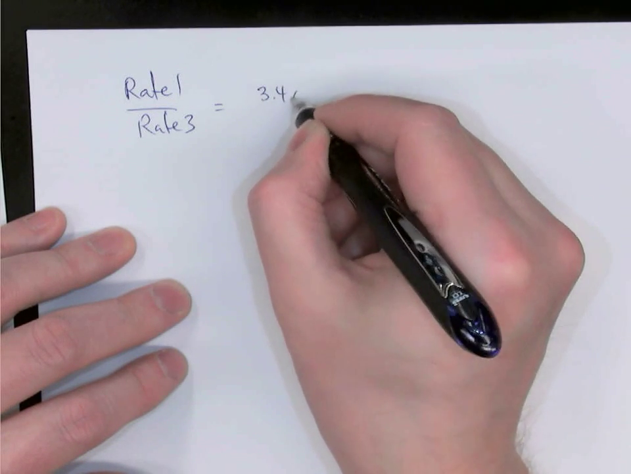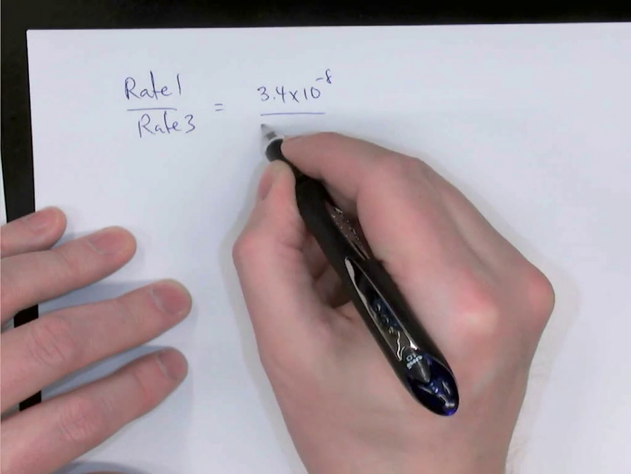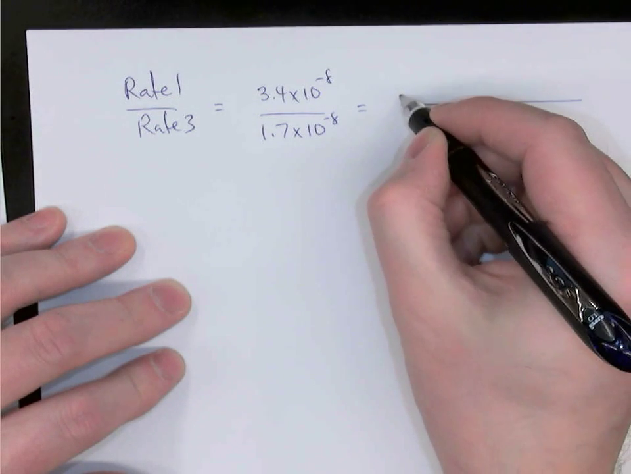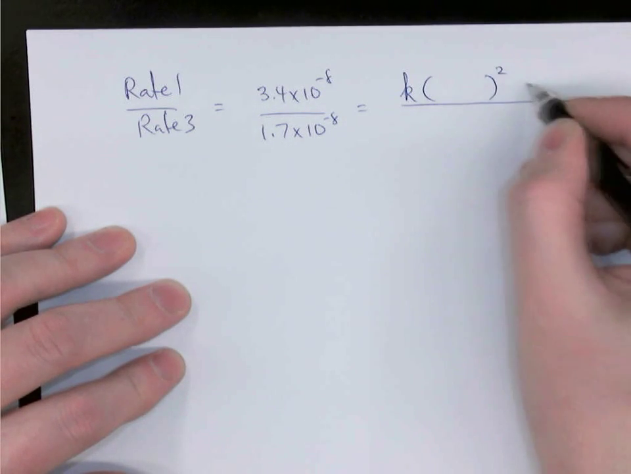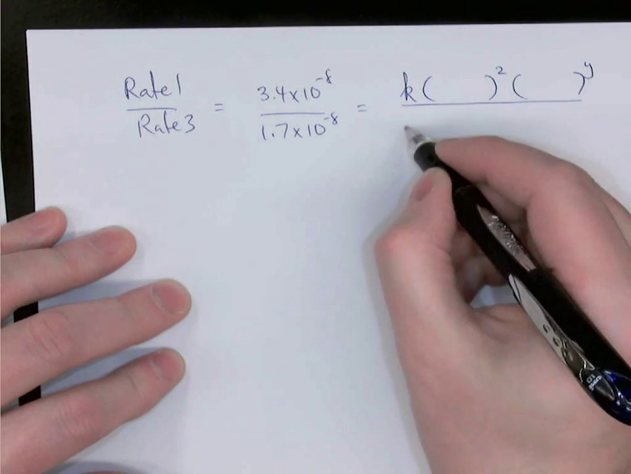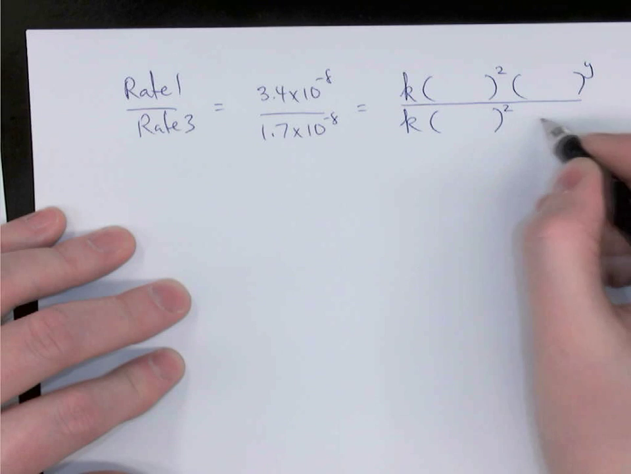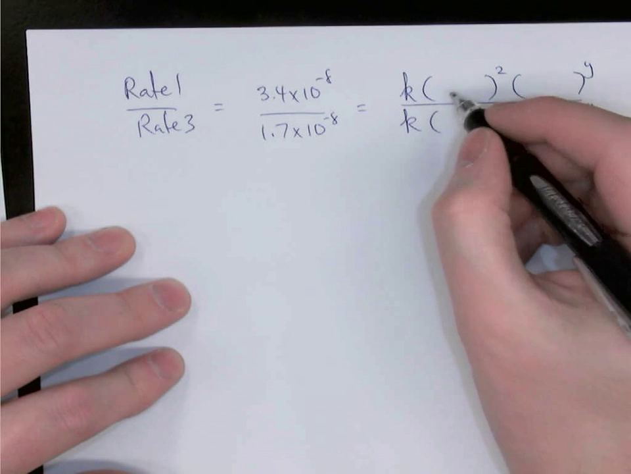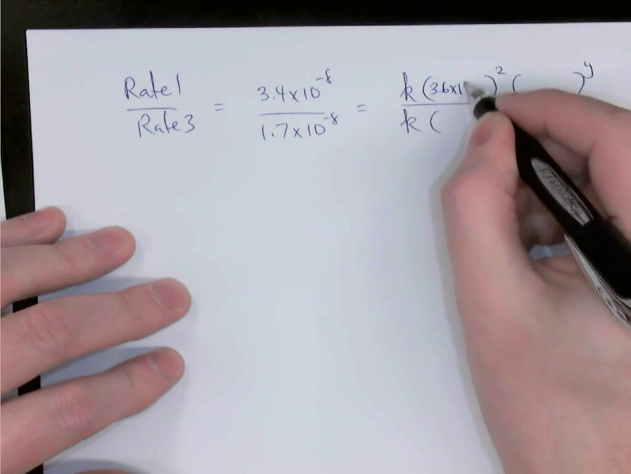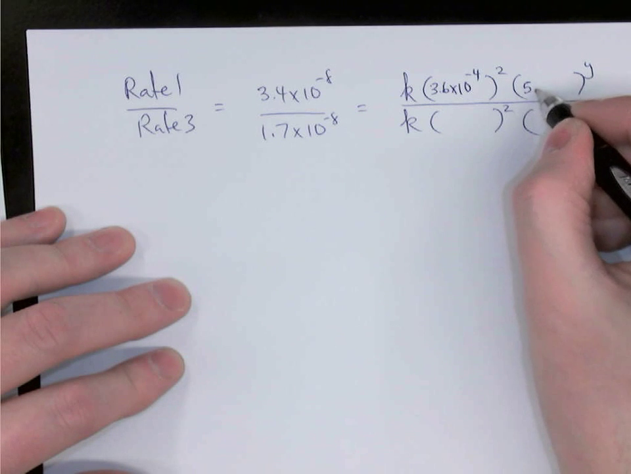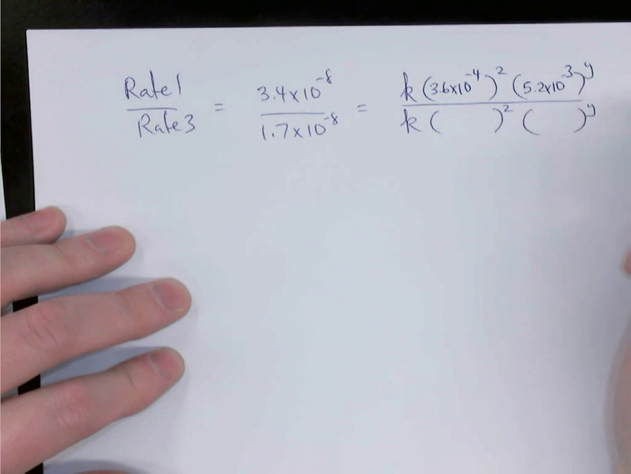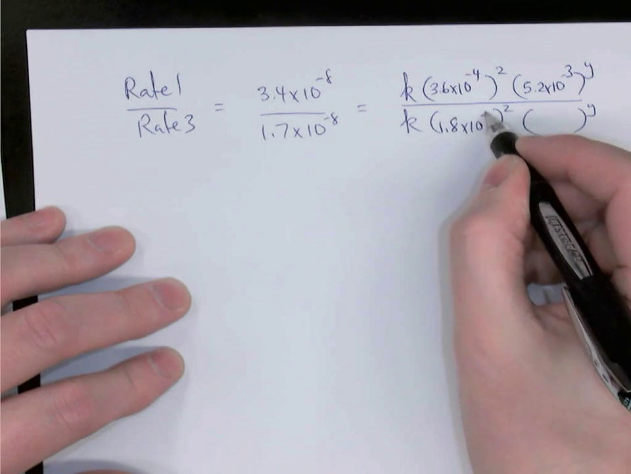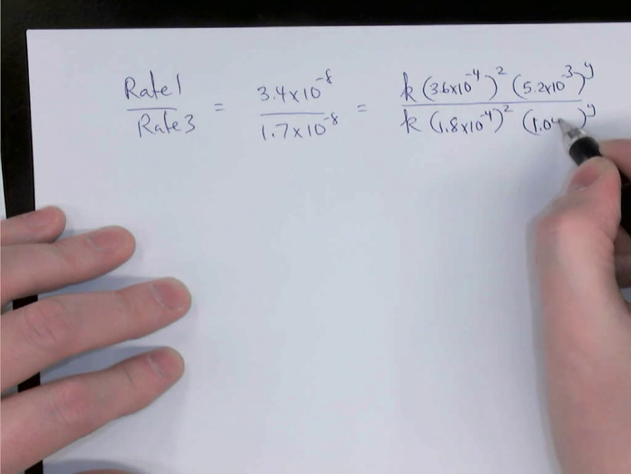3.4 times 10 to the minus 8 divided by 1.7 times 10 to the minus 8 equals, on top we'd have k times something squared times something to the y, and on the bottom k times something squared times something to the power of y. Now if we use the concentrations in trial 1, we'd get 3.6 times 10 to the minus 4 and 5.2 times 10 to the minus 3. And on the bottom for trial 3, 1.8 times 10 to the minus 4 and 1.04 times 10 to the minus 2.